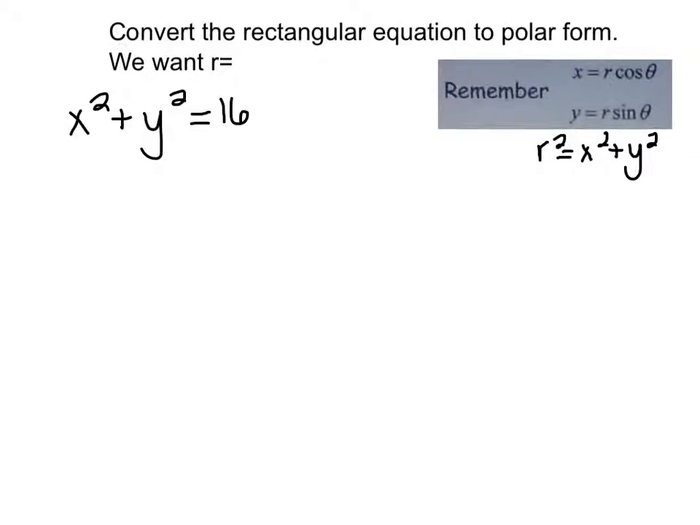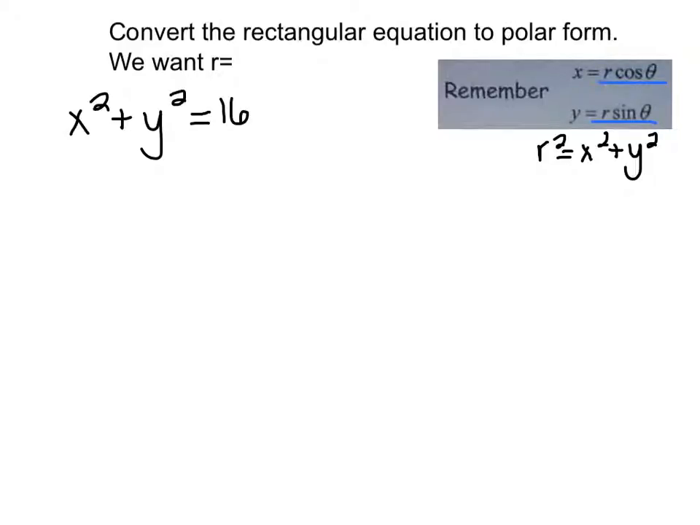Our goal is to convert the rectangular equation to a polar form. Really, truly, what we're trying to do is use a lot of substitution when we go from rectangular to polar or polar to rectangular. And then our goal is just to find a radius, or isolate an r.